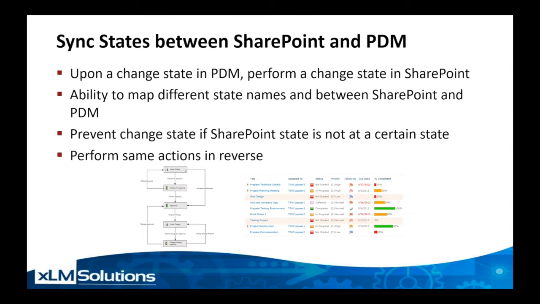The next scenario, we talk about our change states between SharePoint and PDM. So upon a change state in PDM, it would perform a change state in SharePoint. So obviously when we do one of these change states, the status column in SharePoint would change. We have the ability to map different state names between SharePoint and PDM. So, if the state name is waiting on approval in SolidWorks PDM, the status name in SharePoint could be in progress. So we can map the different names.